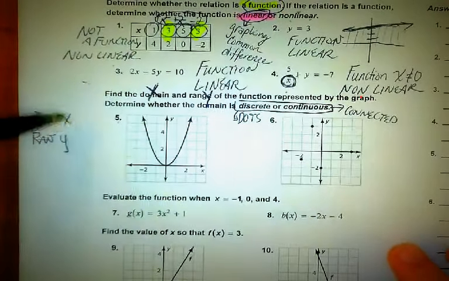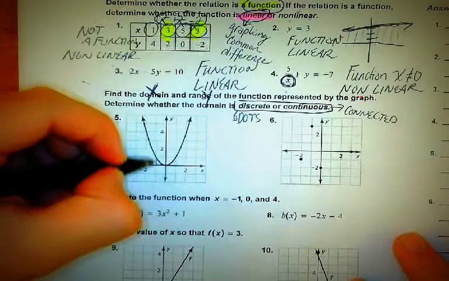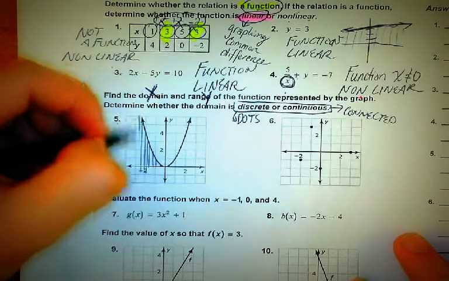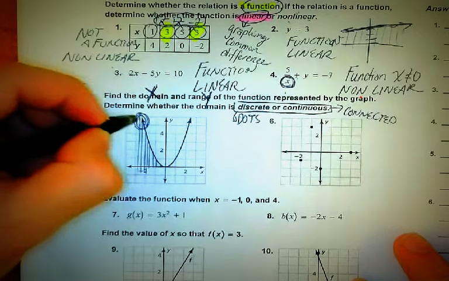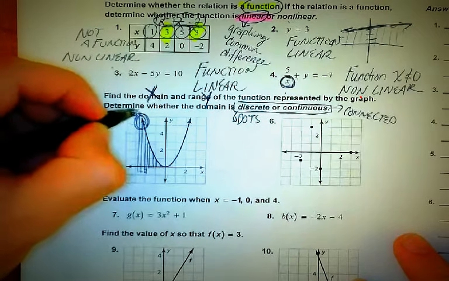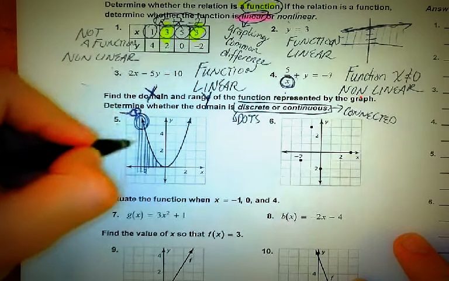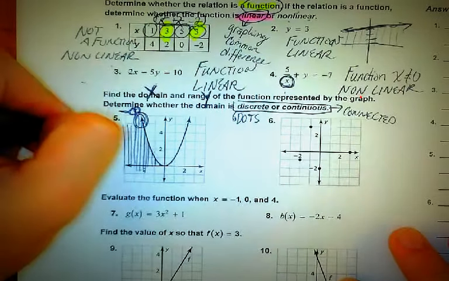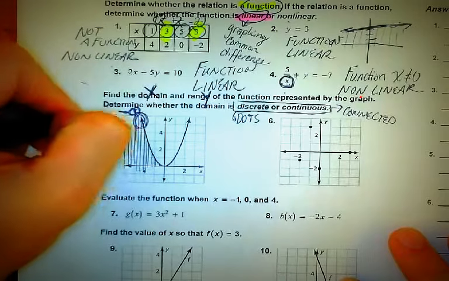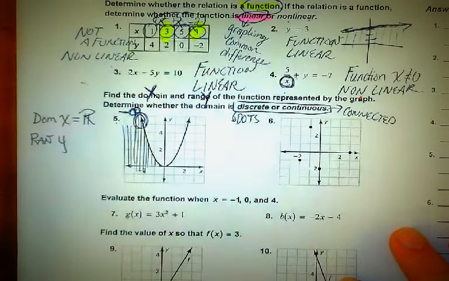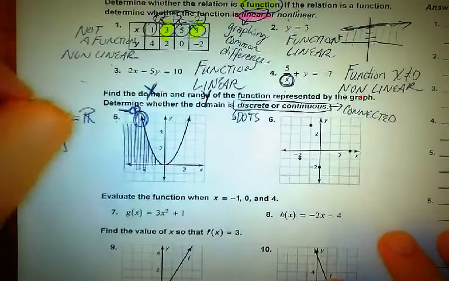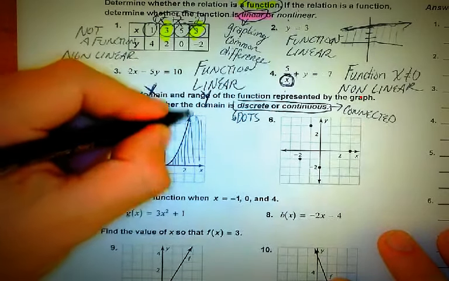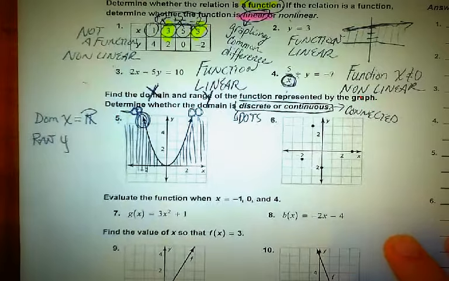All right, so my domain is x values. Here, I'm looking for x values. They're getting smaller and smaller. And this arrow says go on forever to negative infinity. So my domain will be all real numbers. Same thing on this side, right? We're going out to positive infinity.